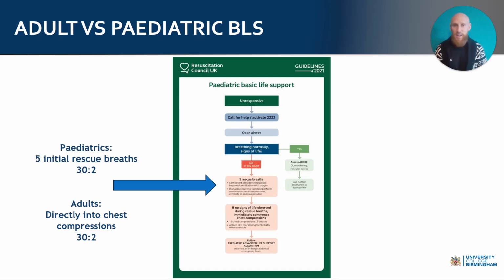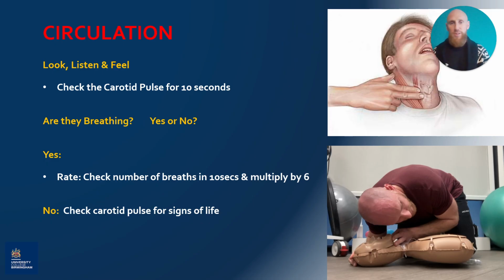With a pediatric patient, rather than going straight to the 30 to 2, the 30 chest compressions to the 2 rescue breaths, what you start with is 5 initial rescue breaths, and then you go to the 30 to 2. It just means you're going to get more oxygen into that individual compared to adults, where you find that they're not breathing, they have no circulation, and you go straight onto the chest and do 30 chest compressions to 2, and you just keep cycling that continuously.